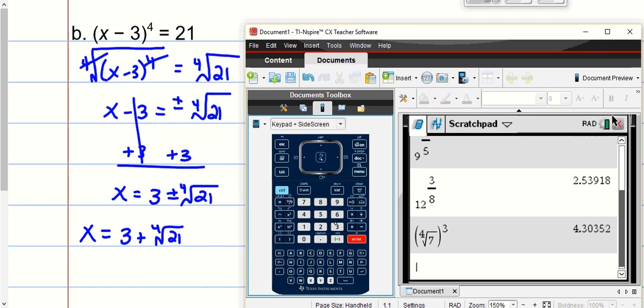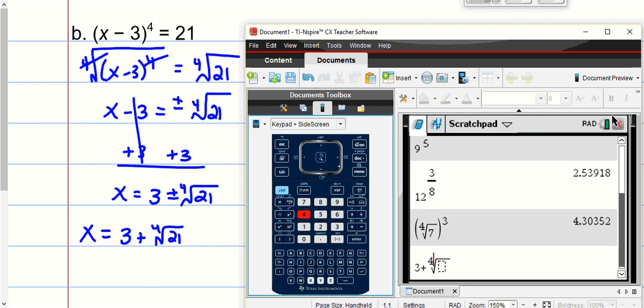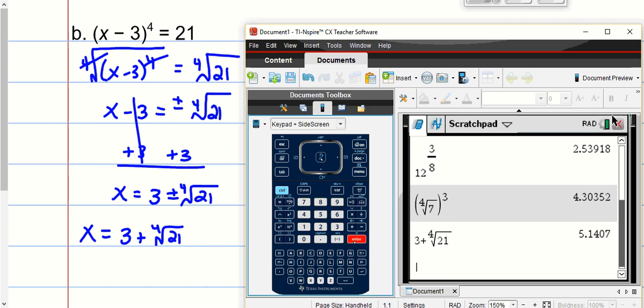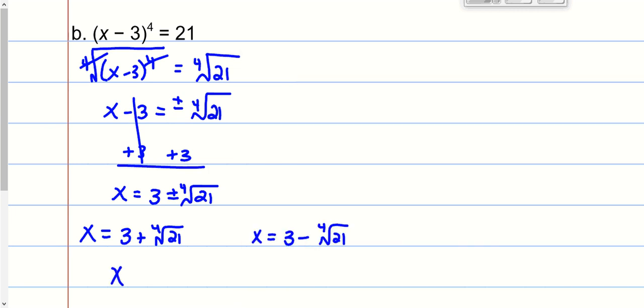So we can put in 3 plus the fourth root of 21. And when we do that, we get 5.14. So x equals 5.14. The other one is 3 minus the fourth root of 21.